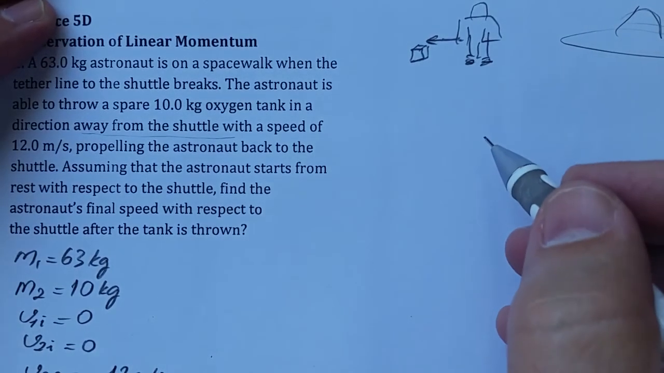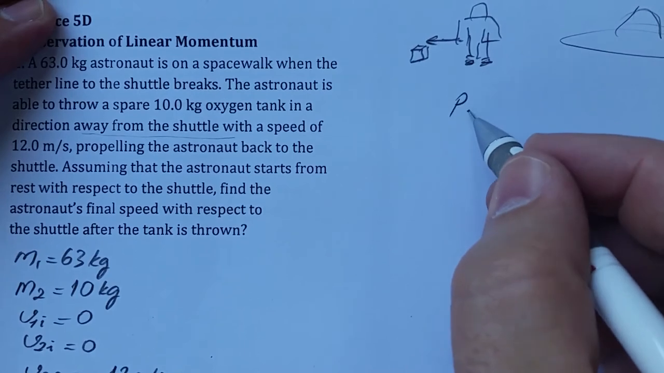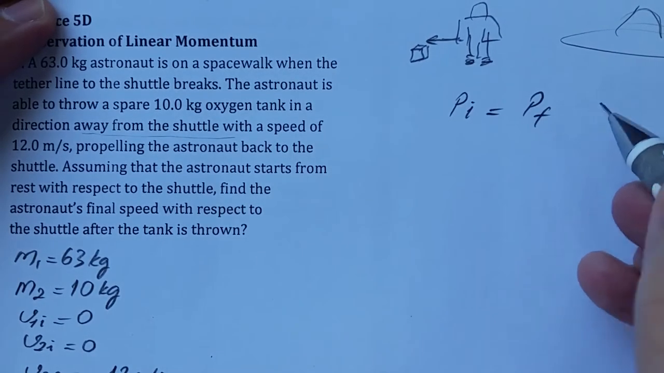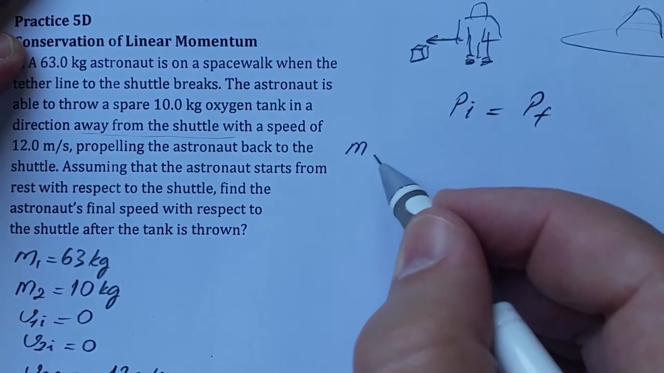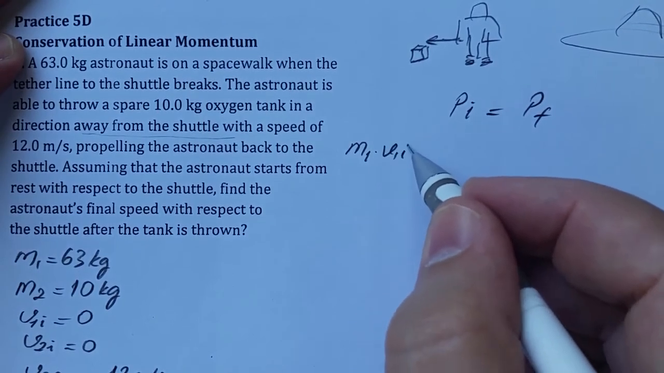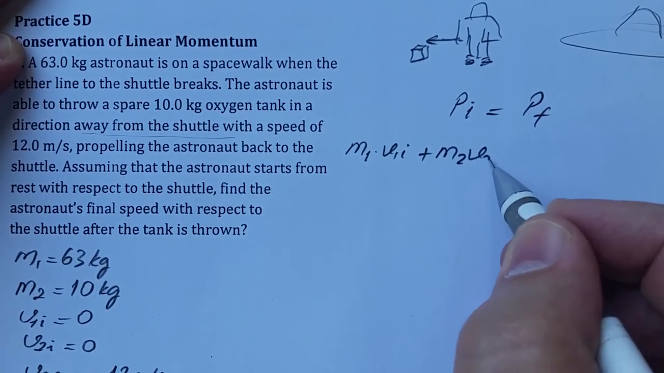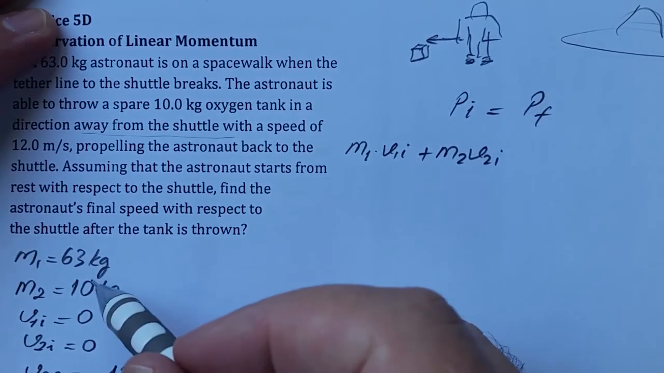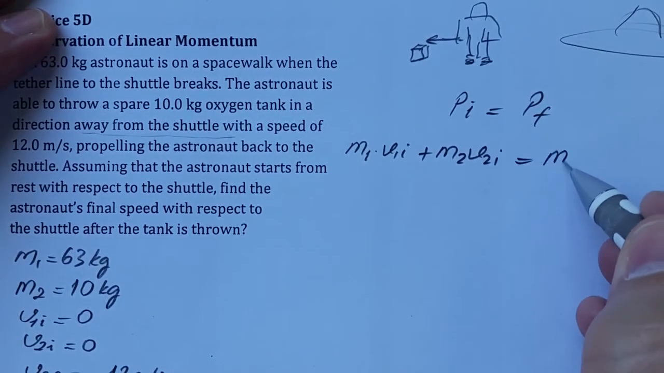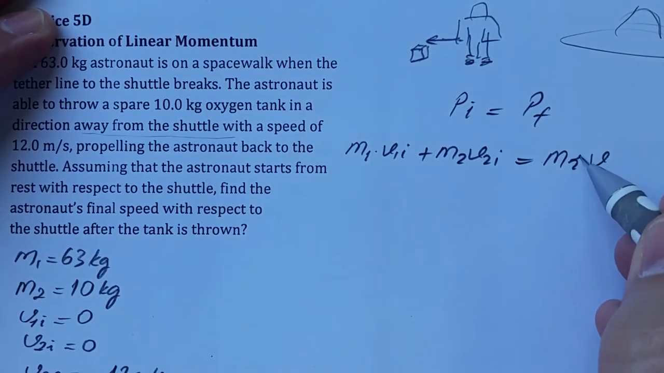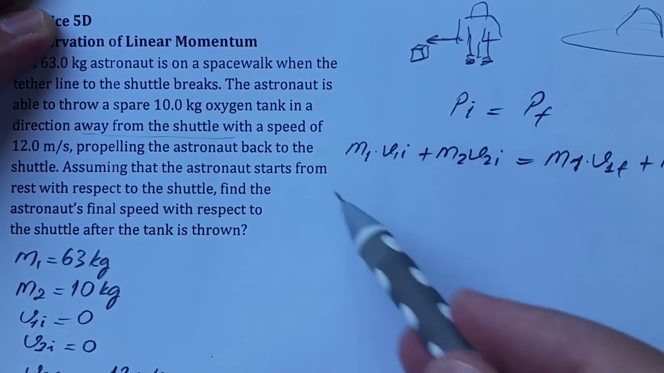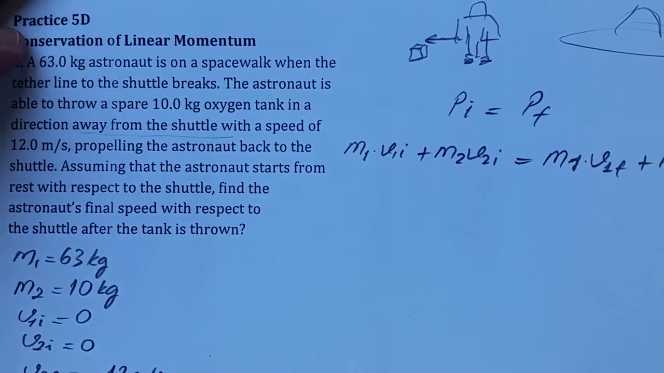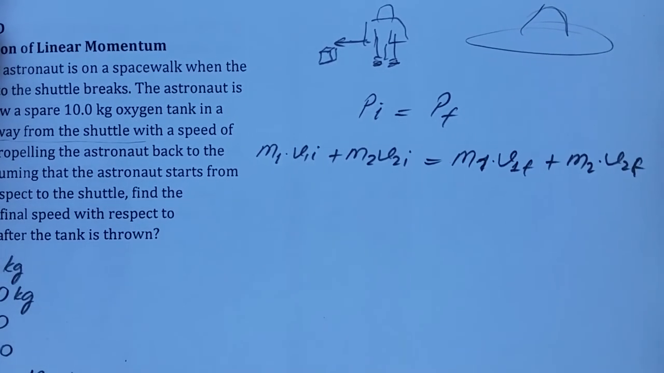If we write conservation of momentum for this, the initial momentum is equal to the final momentum. Initially there is just the astronaut and the tank, both stationary. Let's write an equation for them. M1 V1 initial plus M2 V2 initial, their initial momentums, is equal to M1 multiply V1 final plus M2 multiply V2 final. So this part is initial momentum and this part is final momentum. Let's continue the solution.